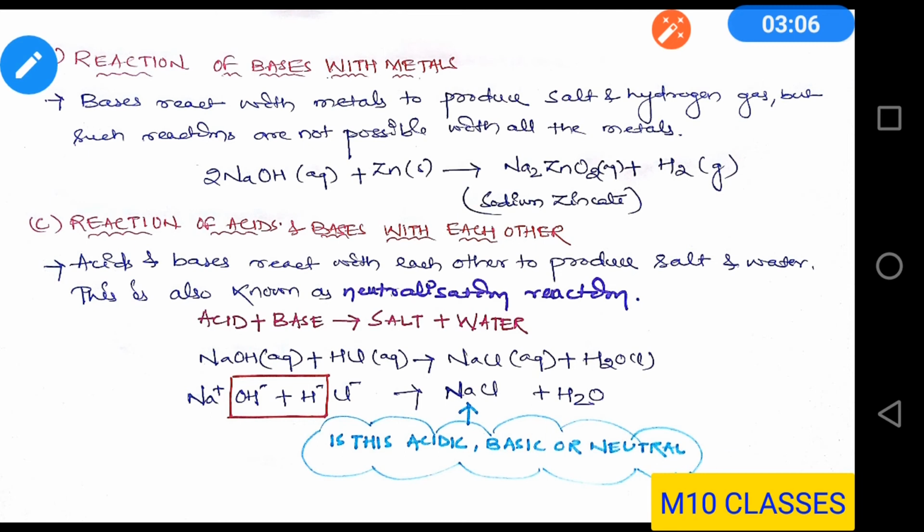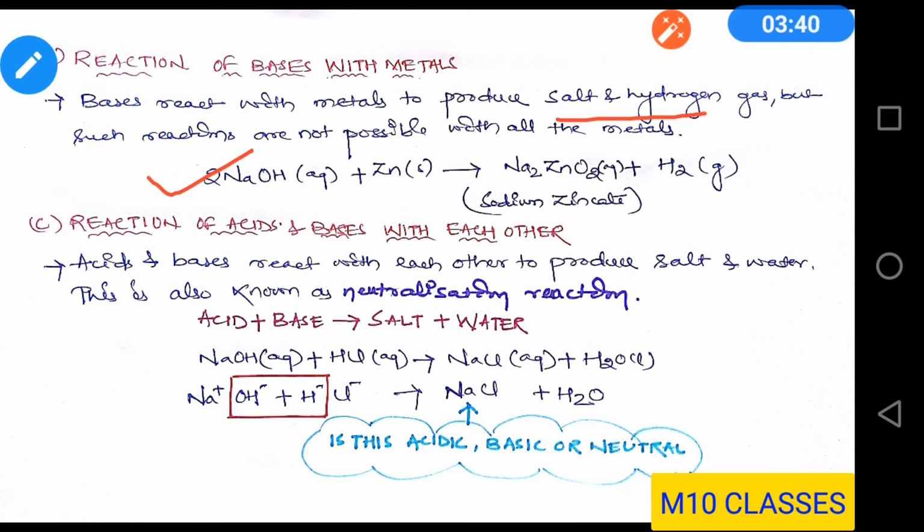Now let us see the reaction of bases with metals. Bases react with metals to produce salt and hydrogen. It is the same as you have seen in the case of acids, but the problem is all the metals do not show such reactions. So this reaction is not possible with all the metals, only a few metals show this kind of reaction. Now see here, sodium hydroxide with zinc gives a salt and hydrogen gas. The salt is sodium zincate, Na2ZnO2.